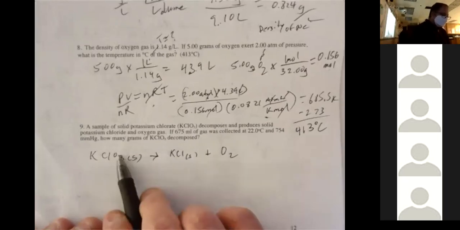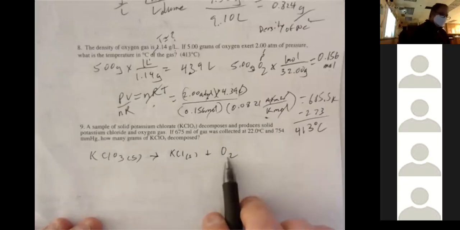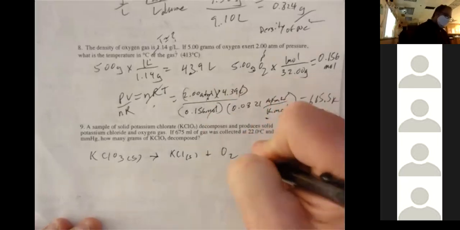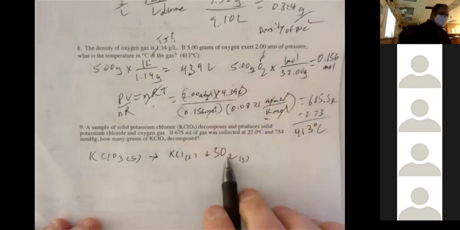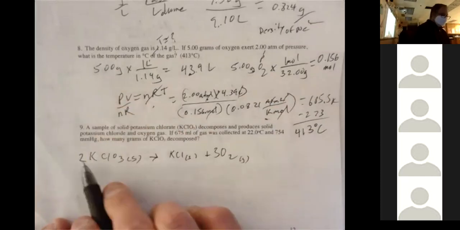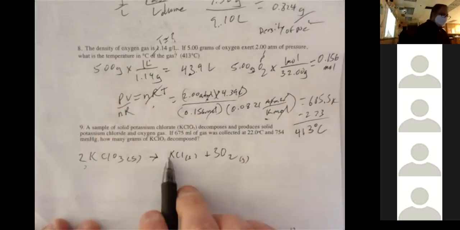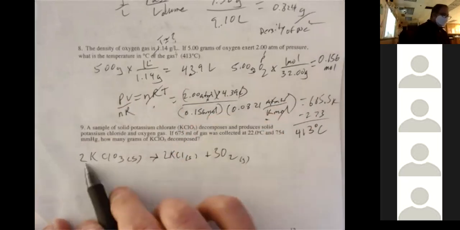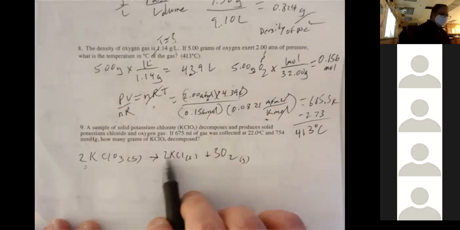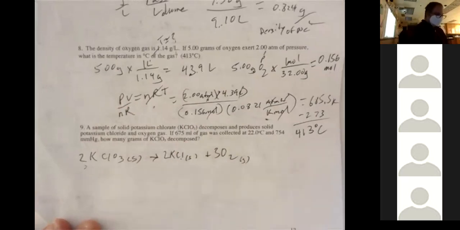Looking through this, I can see that over here I have 3 oxygens. Over here I only have 2 oxygens. I need to find the least common multiple of 2 and 3, which is 6. So put a 3 here to get 6, and a 2 here to get 6. That leaves me with 2 potassium. I only have 1 potassium here, so I need to put a 2 there. I have 2 chlorines, so that 2 there also gives me 2 chlorines. So here's a balanced equation.